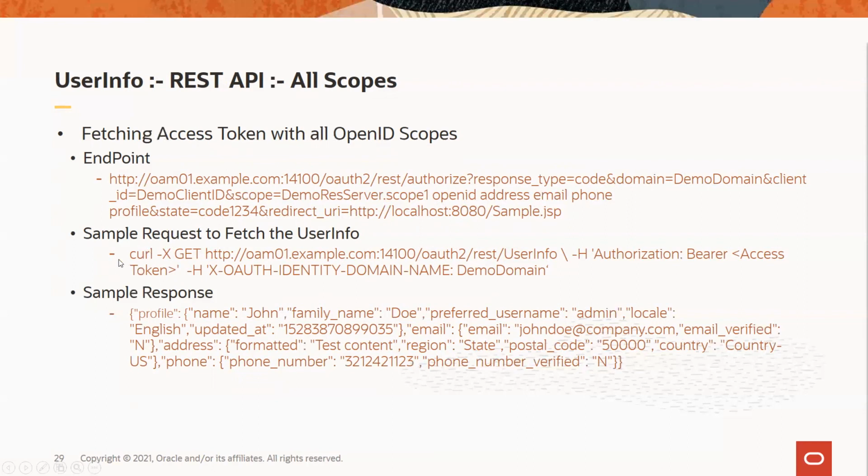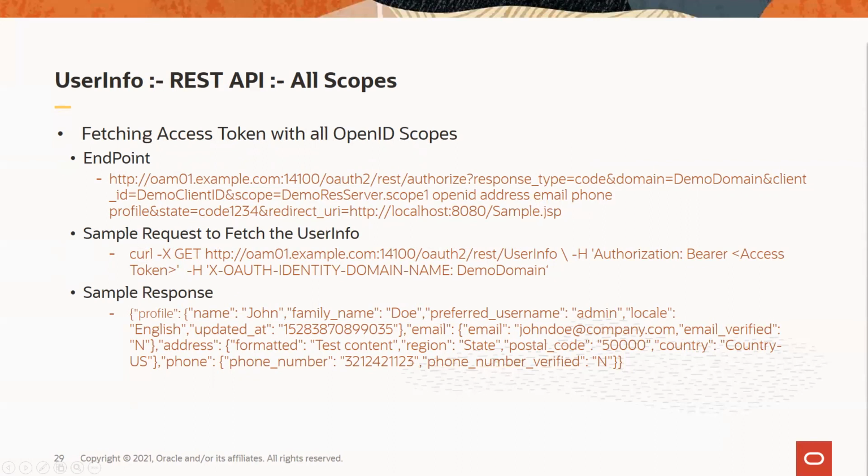By using the sample request using the REST API for the user info endpoint and presenting the bearer token against the identity domain, you see this is the sample response presenting the user info profile and providing all the scopes requested here, like address, email, phone, and profile of the user.